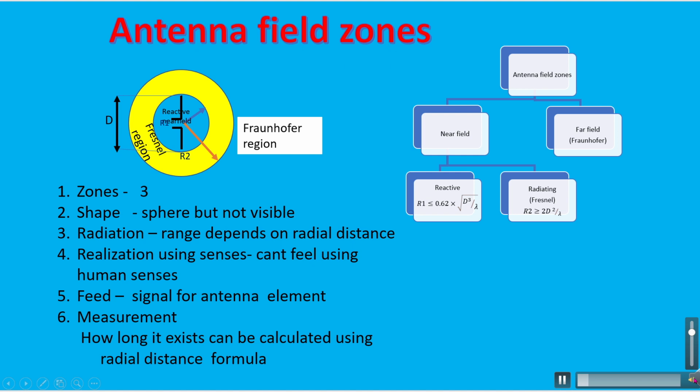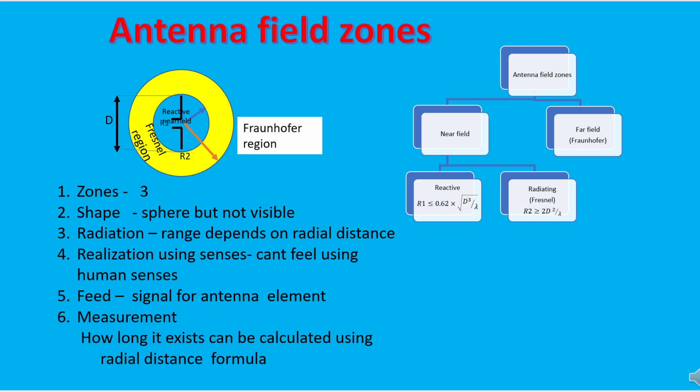So here we have the antenna field zones. There are three field zones and initially it can be classified as near field and the far field. Far field is also known as Fraunhofer and the near field can be further divided into two. First one is the reactive near field, the second one is the radiating near field. It's also known as Fresnel. And the radial distance can be calculated using the formula given here.